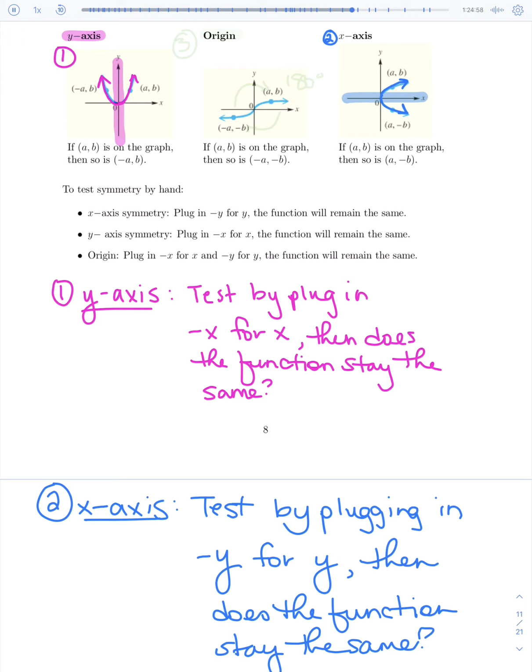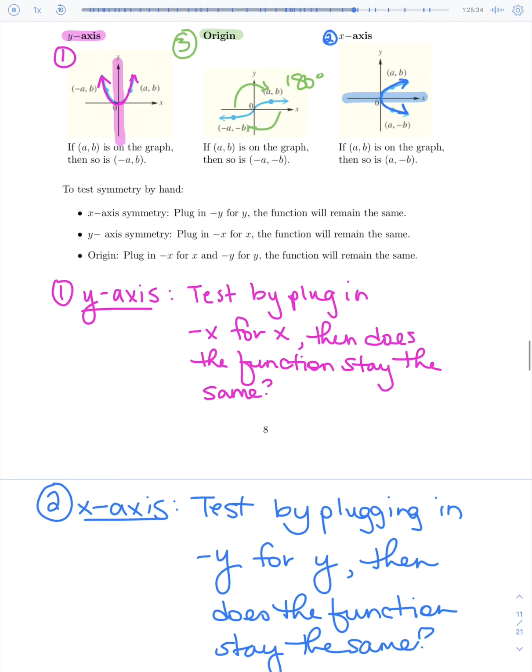So, what are you doing when you're doing origin symmetry? Well, origin symmetry is kind of a combo. You're doing both the x-axis symmetry and the y-axis symmetry, which in terms of a graph means that the graph can be rotated by 180 degrees. It means both the x and the y values switch. So the entire graph can rotate by 180 degrees. That's what the origin symmetry means.